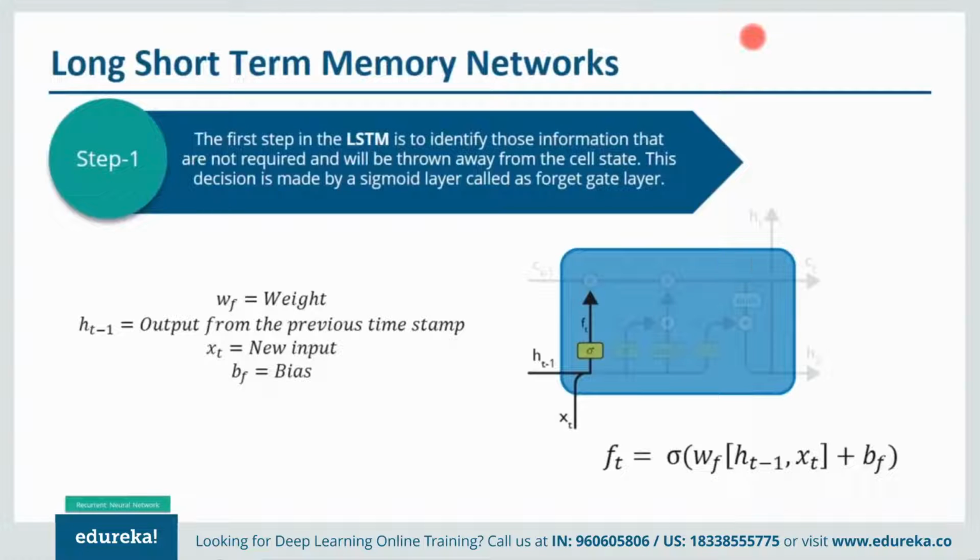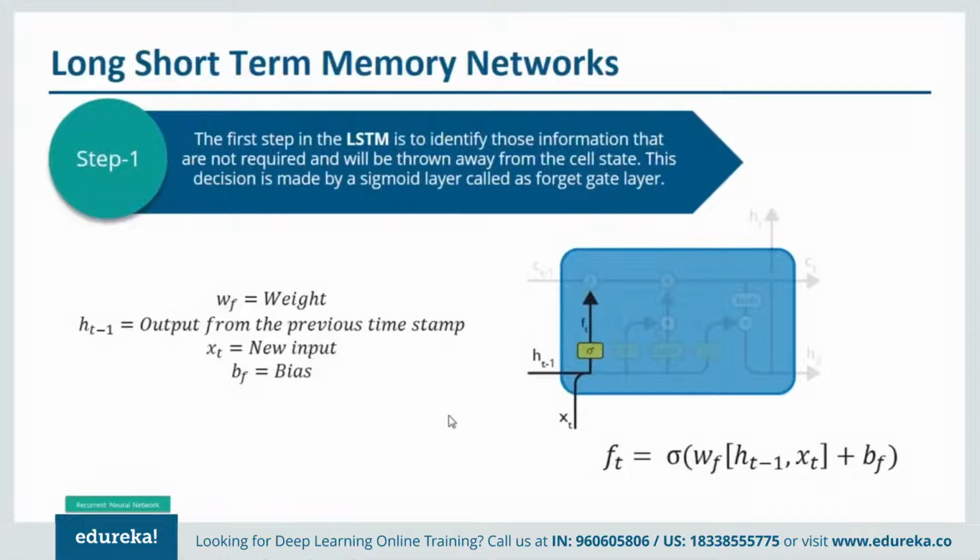Now let me explain the equations which I've written here. ft will be combined with the cell state later on, which I'll tell you. Currently, ft is the weight matrix multiplied by ht-1 and xt, plus the bias, and this is passed through a sigmoid layer. Alright, and we get an output between 0 and 1. 0 means completely get rid of this, and 1 means completely keep this. Alright, so this is what basically is happening in the first step.